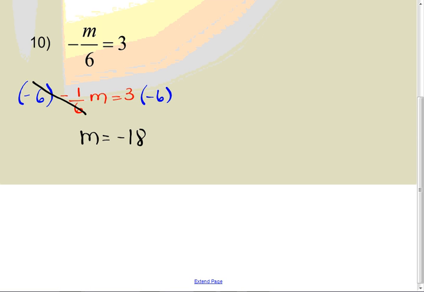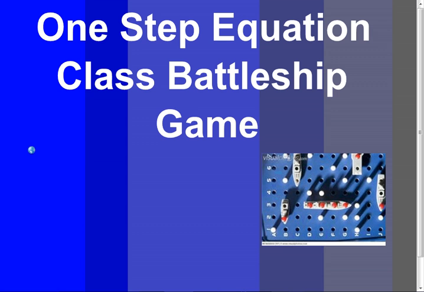You can use your phones for a calculator. I don't care. If you need a calculator, use one. I want you to have the right answers. How do you know if you did it right? Substitute back in and see if you did it right.